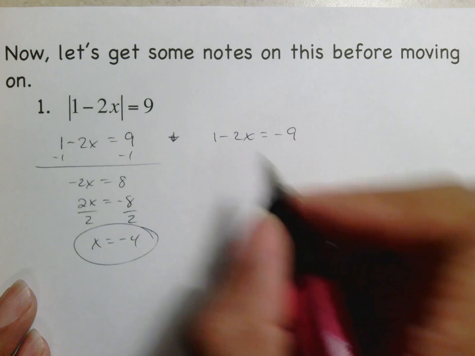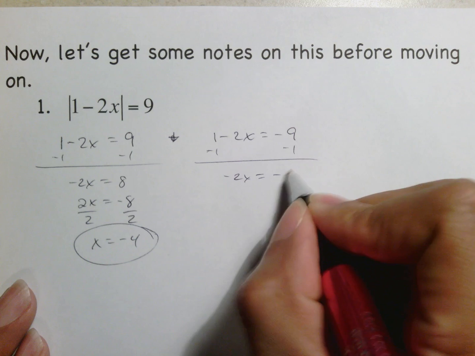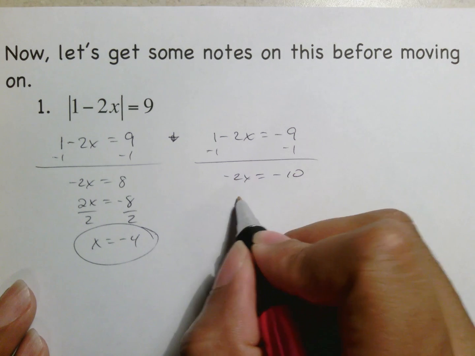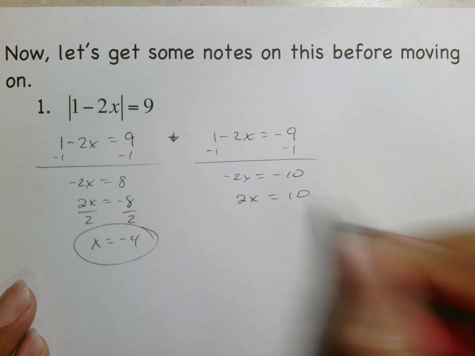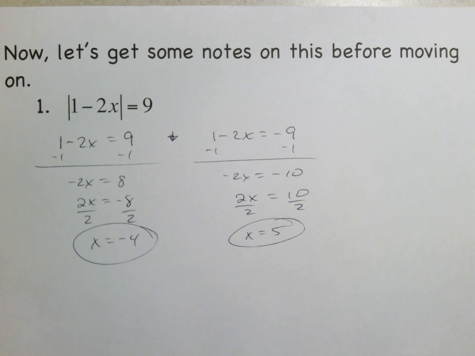Then I simply come over here and do the same thing, subtract 1 from both sides, getting negative 2x equals negative 10. I don't like the negative 2, so I again switch the signs. Then I divide by 2, getting x equals 5 as my final answer there. So that represents my two answers.